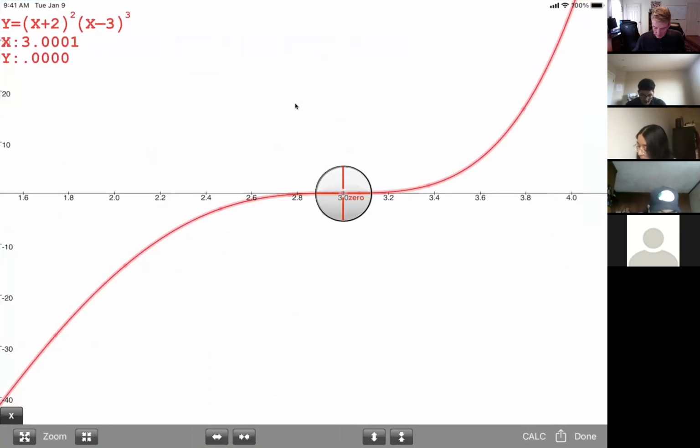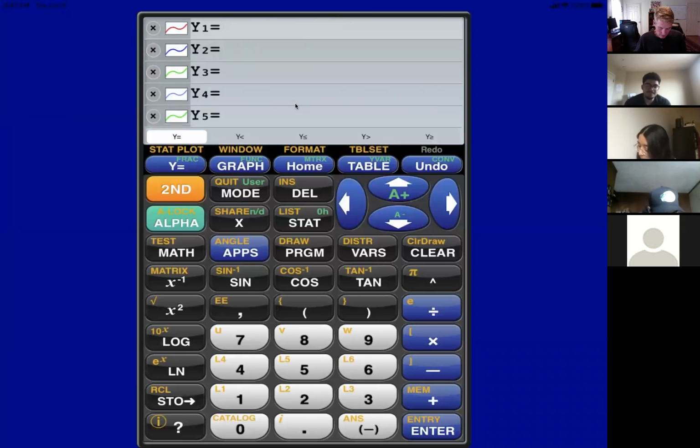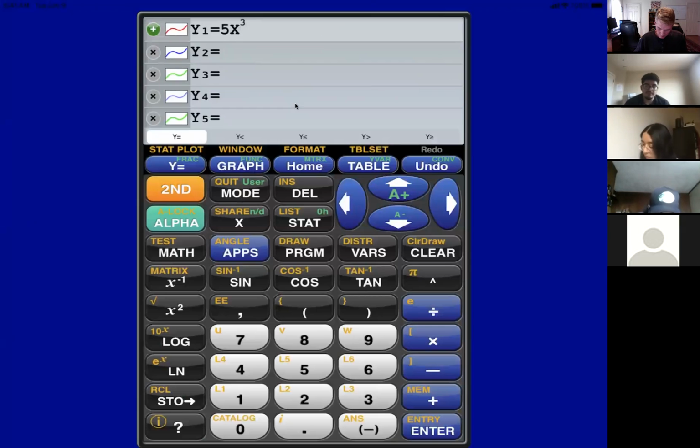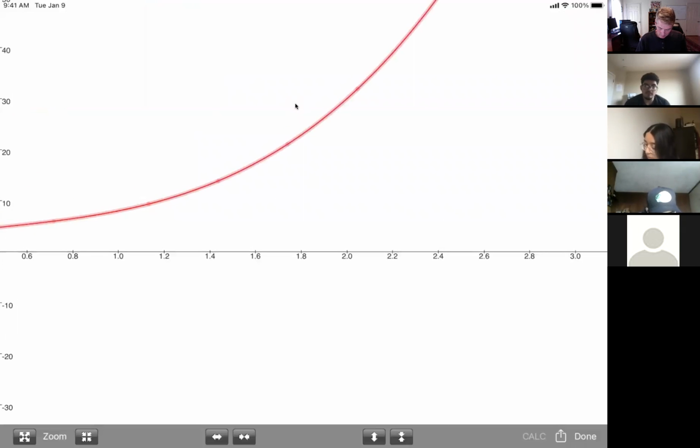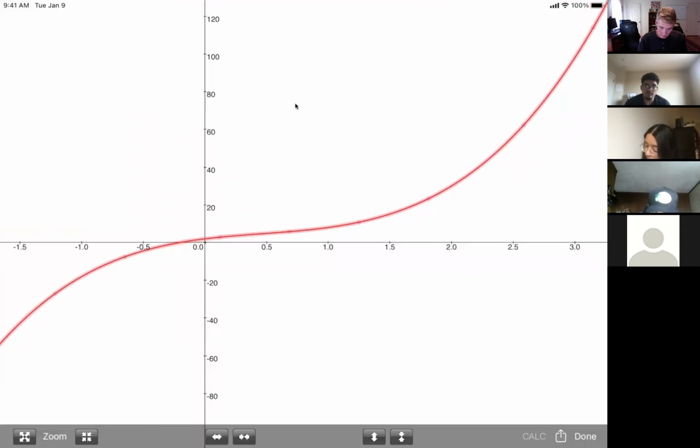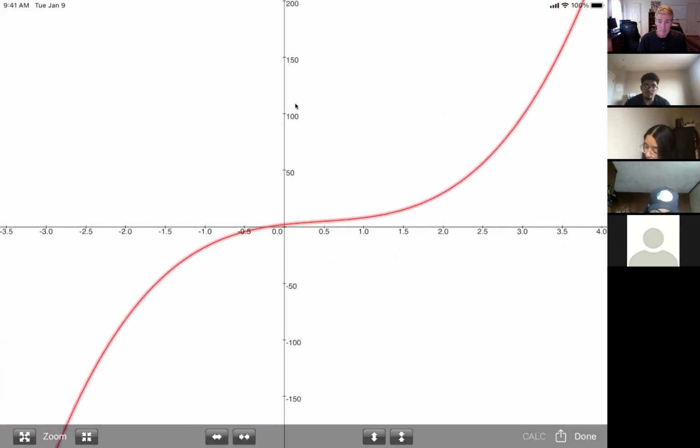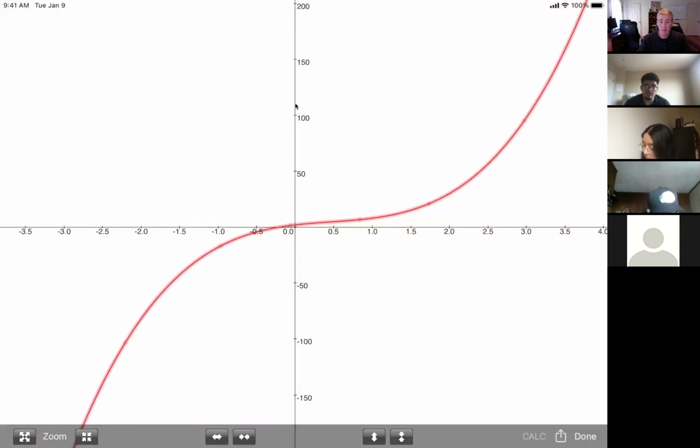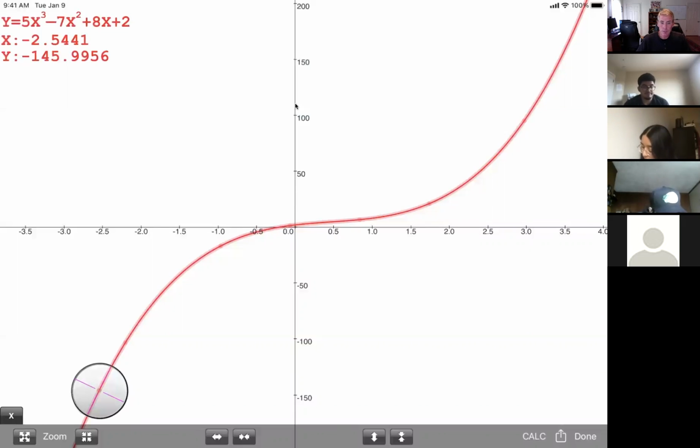So then to the graphing calculator, y equals, and the original function was 5x cubed minus 7x squared plus 8x plus 2. So if you look at this function, there's no place where the derivative equals 0. There's no place where it goes horizontal. So here it's going up.